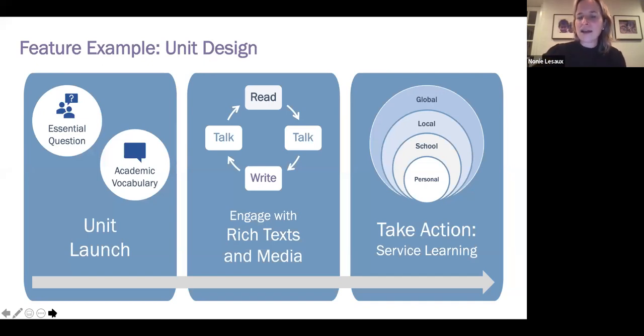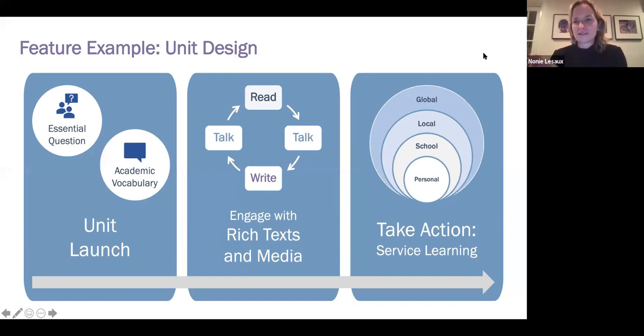From there, we've got these ways of engaging with the text and the media that we are working on, placing the content at the core. We are reading, we are talking, we are writing, we are talking, we are reading, we are moving through these cycles that maintain the content as steady and consistent while we're working on our communication skills.